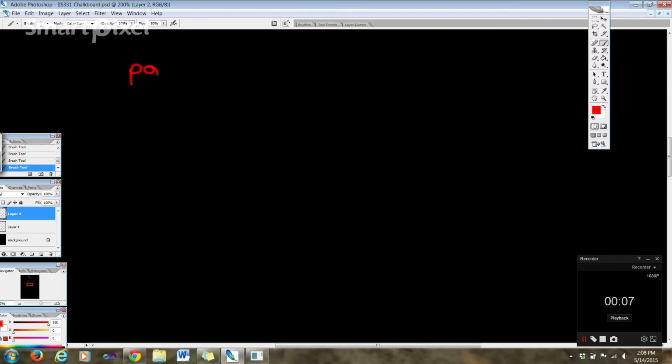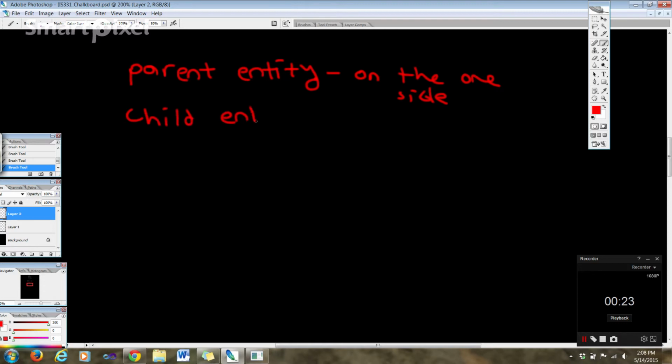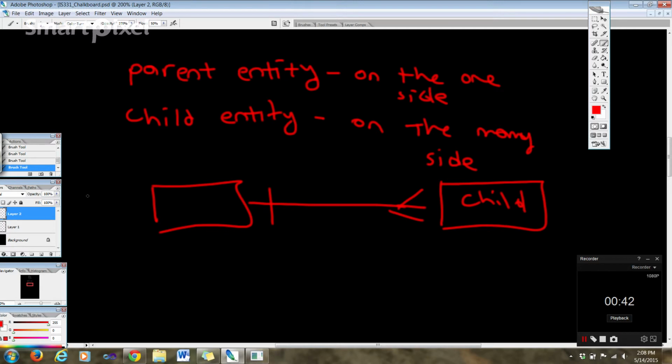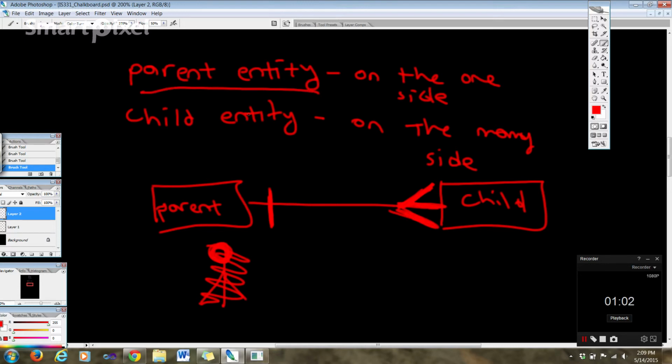So, continuing where we left off, we have a parent entity on the one side, and a child entity on the many side. What we mean by that is that this is one, this is many, this is parent, this is child. Because remember, in a family tree, we have a parent with many children. So we have the one parent here, who has the many children. That's just terminology here.